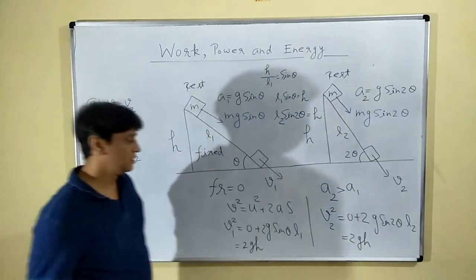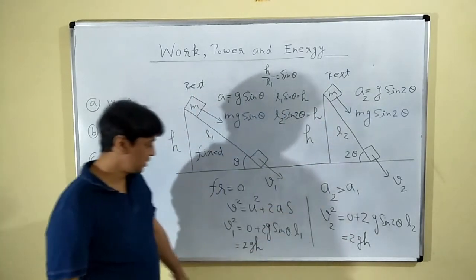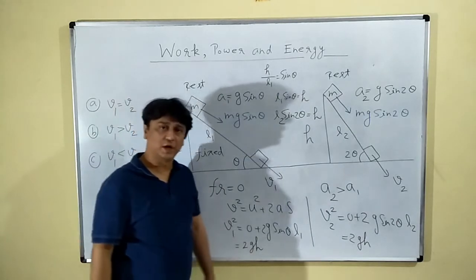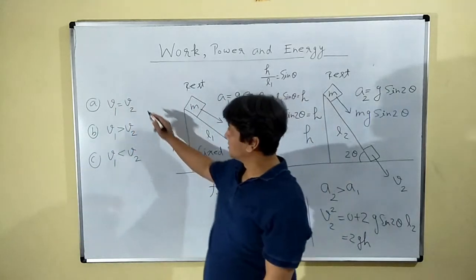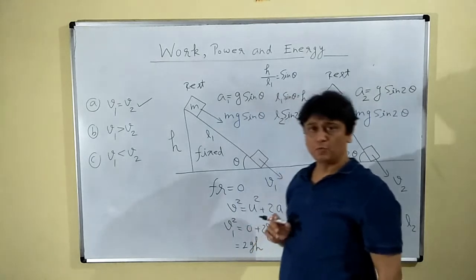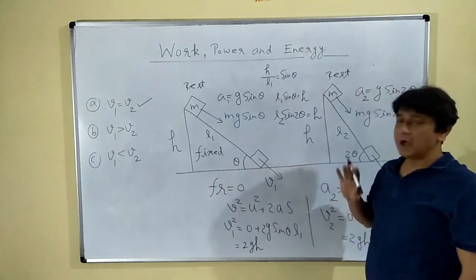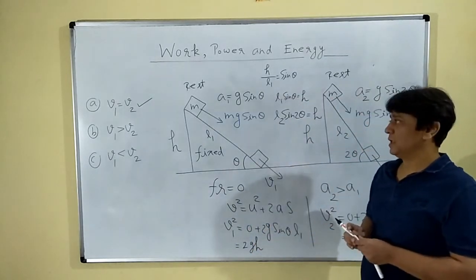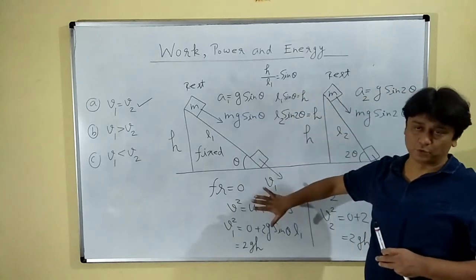What do you get? V2 square is what? 2GH. V1 square is what? 2GH. Therefore, what is the correct answer? V1 equals to V2. This was what? Force approach.